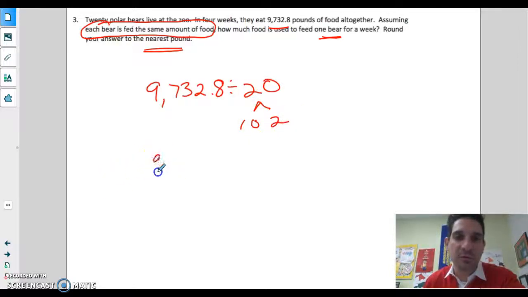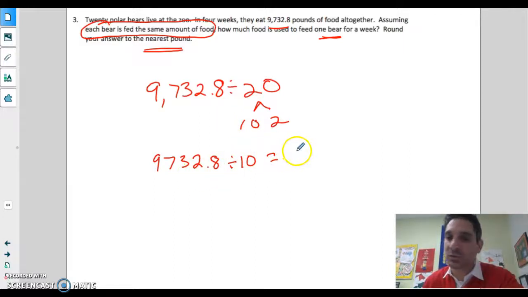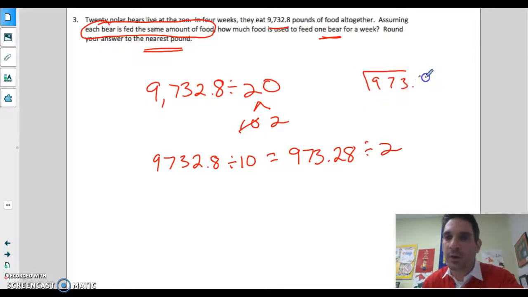First I'm going to do 9732.8 divided by 10. The digit shifts one spot. Again, use the place value chart, and it's 973.28. Now I have to take that answer and divide by 2. It does say round to the nearest pound, so let's divide 973.28 by 2.